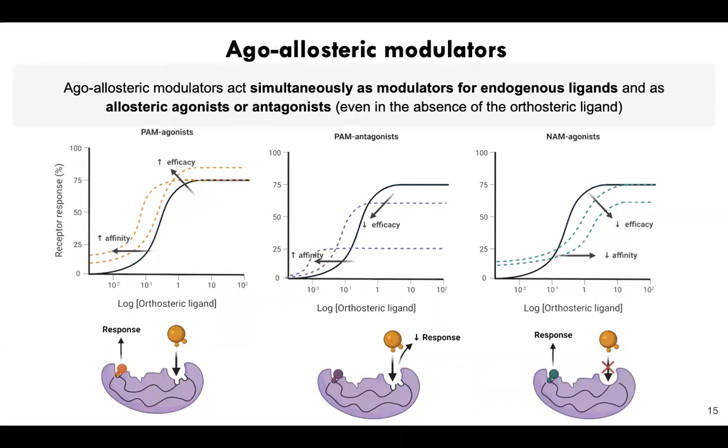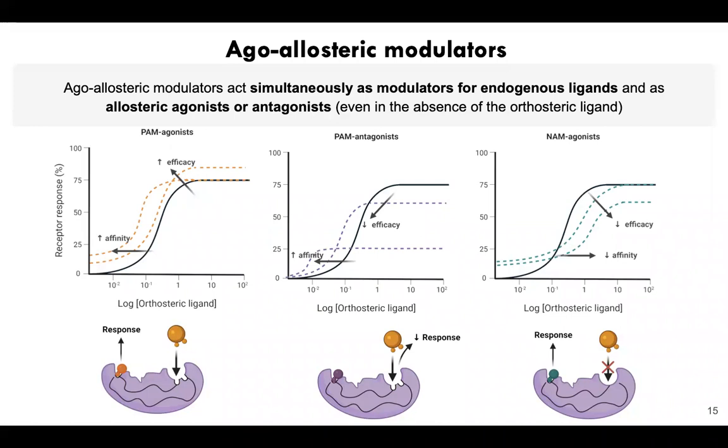And then we have perhaps the most complex category of allosteric modulators, which are the Ago-allosteric modulators. These types of allosteric modulators can act at the same time as modulators for endogenous ligands, as well as allosteric agonists or antagonists, even in the absence of allosteric ligands. I know it sounds very complicated. I will try to explain it as much as I can.